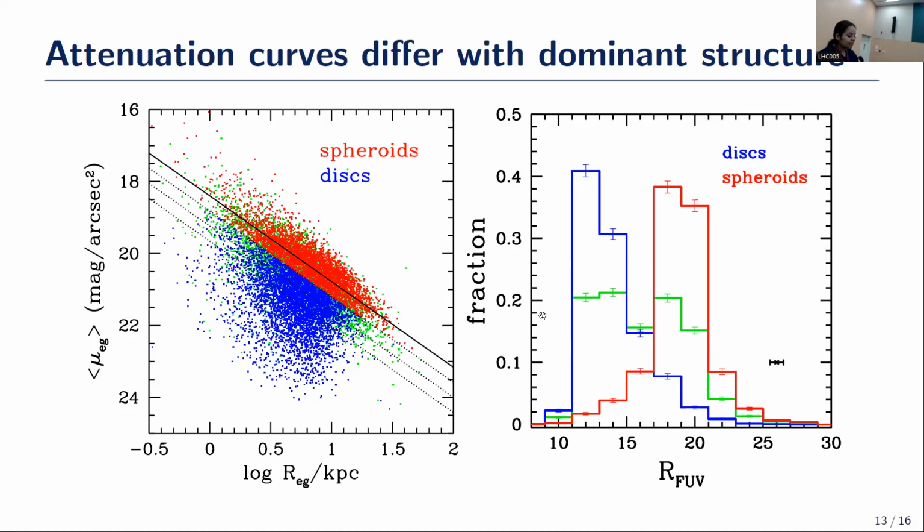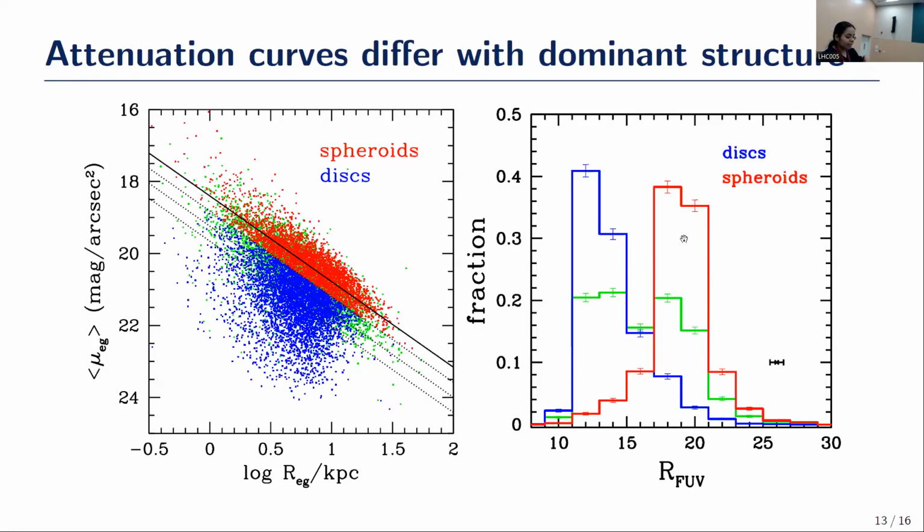So the interpretation of this is that disks have a shallower slope, a shallower value of RF UV, than spheroids. Shallower means that the attenuation in UV is about the same as the attenuation in optical. But spheroids have steeper slopes. What that means is that the attenuation in UV is much more than that in optical.